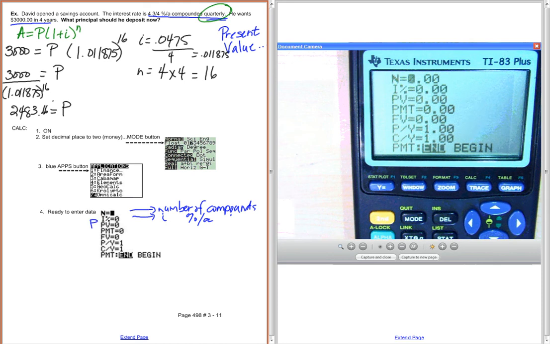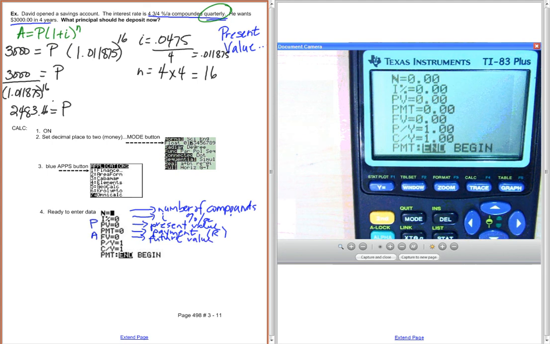PV is the present value. We've been using P for principal. Present value is what it actually stands for. Payment, we haven't gotten to yet, but if you had a mortgage or a loan and you were paying it off monthly, you would use PMT for payment. We're going to use the letter R. FV is your future value. We've been using the letter A. The amount in the end when all the interest is added.